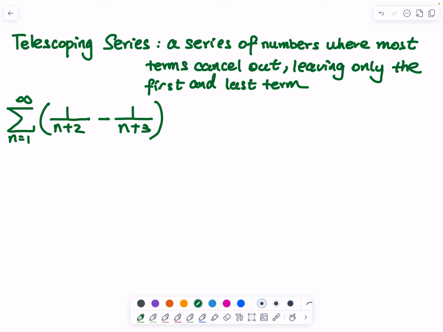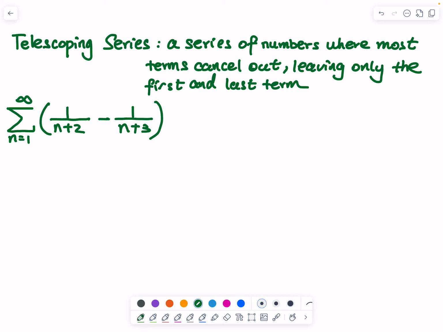I would like to take this video to explain what telescoping series is. A telescoping series is a series of numbers where most terms cancel out, leaving only the first and the last term. So this is a great example to study the telescoping series. What we are trying to do is find the nth partial sum.